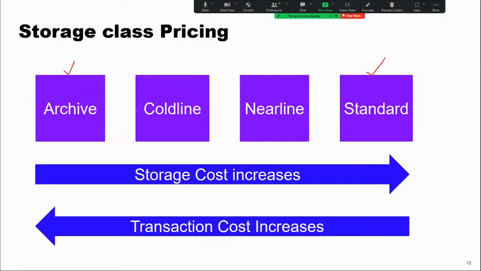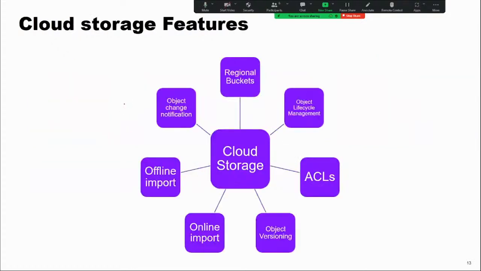The storage class is an editable option. Even once you have created a bucket, you can change it later as well. So that is also what we have seen. When we talk about the features of Google Cloud Storage, we have regional buckets, object change notification, ACLs, object versioning, online import, offline import, and object lifecycle management. These are all the features of GCS.